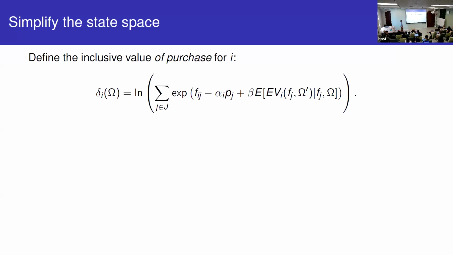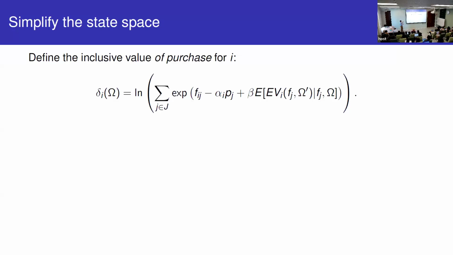So how should we simplify this state space? Let's start by defining the inclusive value. The inclusive value is the value of being able to buy this period on the market. So putting aside the option not to buy, if I buy on the market, then what do I get? Logit generates this kind of beautiful closed-form solution that I'm going to exploit here.